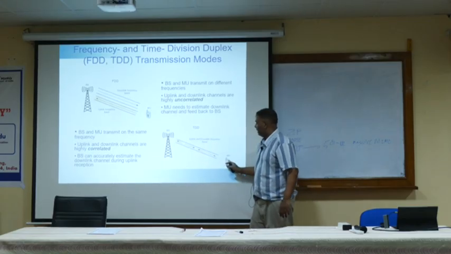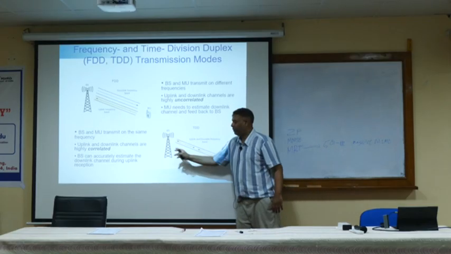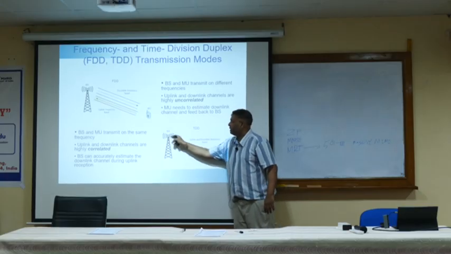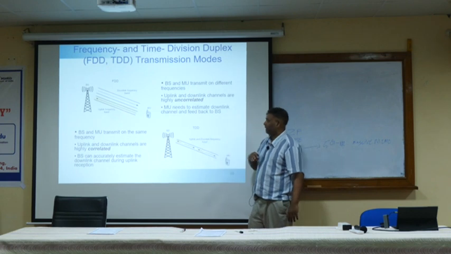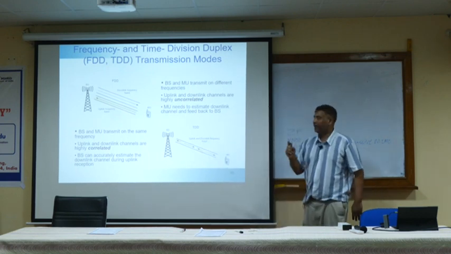So the mobile does not need to estimate the channel and feed it back, because during this training, the base station will estimate the channel. So it is the same channel for downlink as well, because of the same frequency, okay? So this is called channel reciprocity.